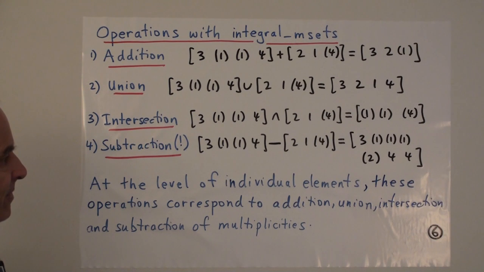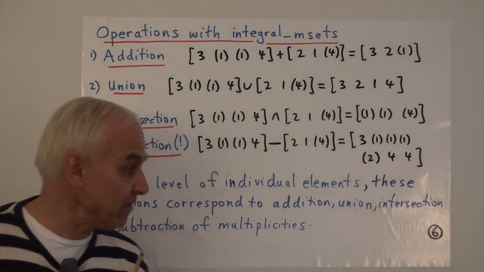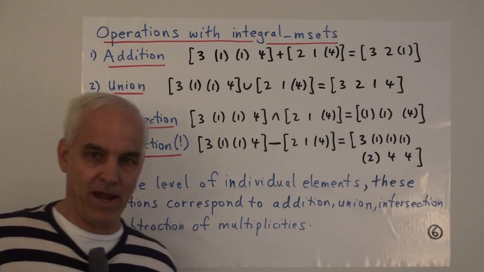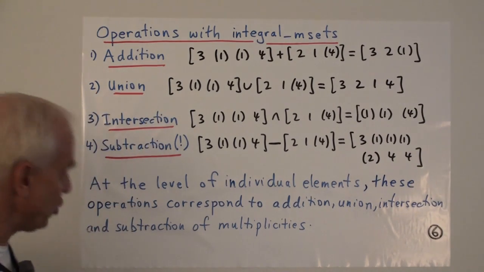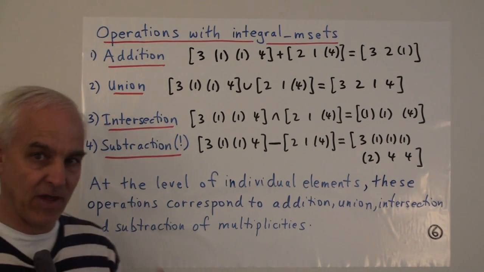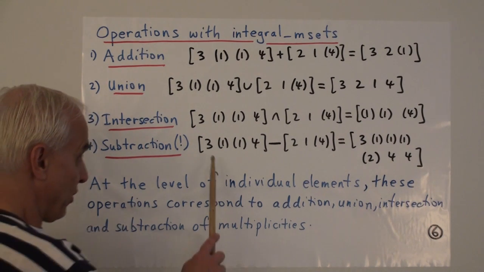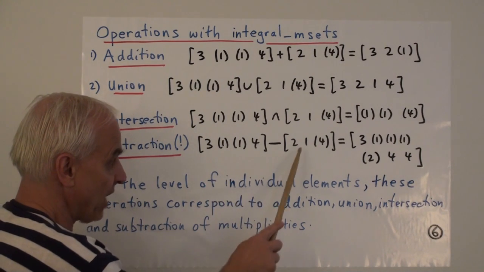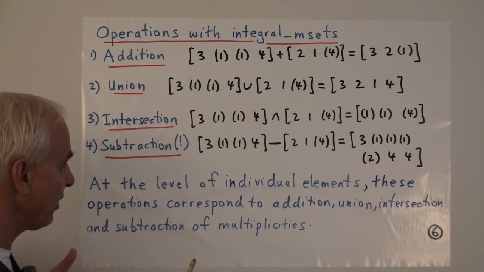And now finally, our new operation that we couldn't do before, we can now subtract in an honest way, not that sort of partial subtraction that we considered before, but really a genuine subtraction of Msets is now possible in this realm. So 3, 1 negatively, and 4, subtract 2, 1, and 4 negatively, gives us what?